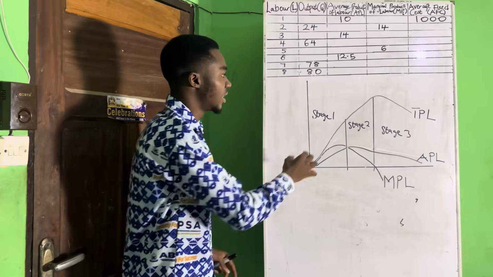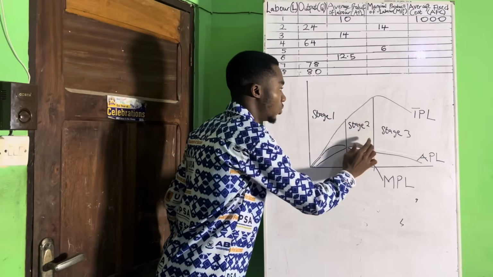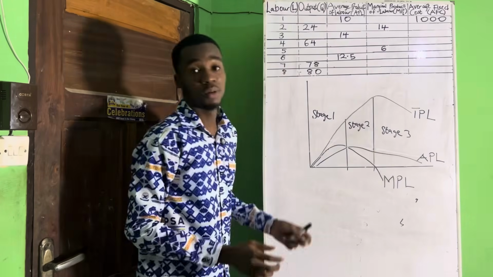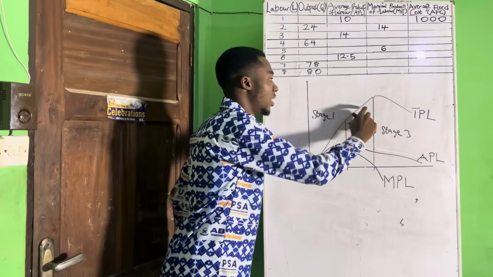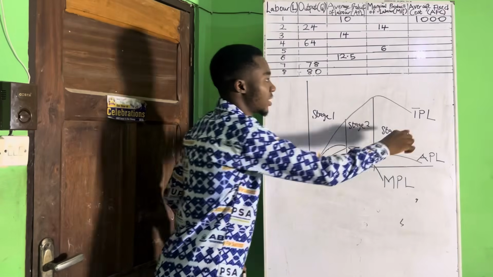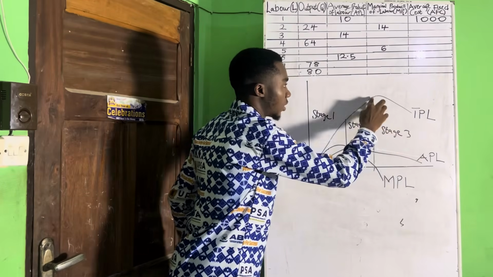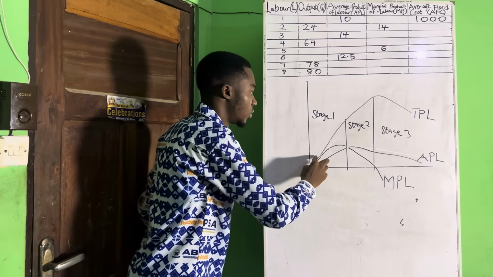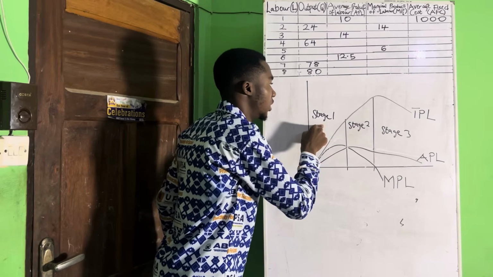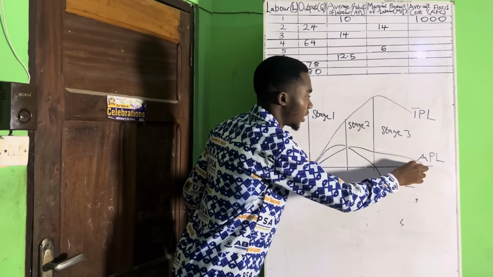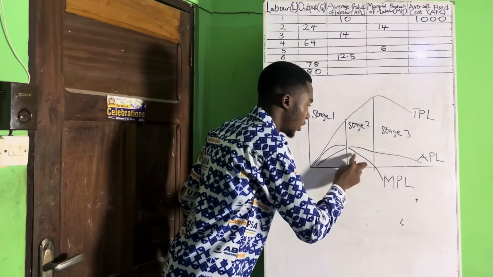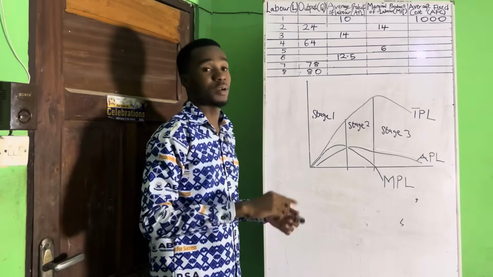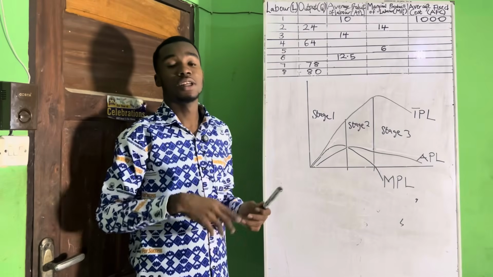So as I said earlier, this is stage 1, this is stage 2, and this is stage 3. Now if you want to be able to explain the various stages, you have to look at what is happening in each stage. So this line you see here is the total product of labor. So you watch total product of labor, what is it doing in stage 1? Then you check the other line, average product of labor, what is it doing in stage 1? Then check marginal product of labor, what is it doing in stage 1? If it's rising or is going down, it will tell you what it is doing.